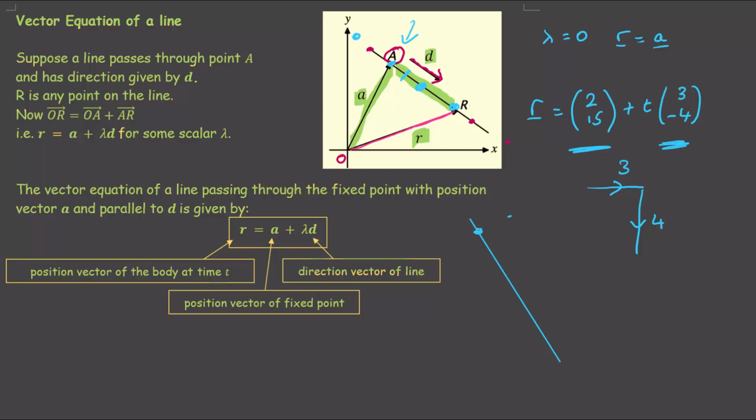lambda equals 0, lambda equals 1, lambda equals 2, lambda is -1, would be back this way, and lambda equals a half would be the midpoint of where lambda is 0 and lambda is 1.